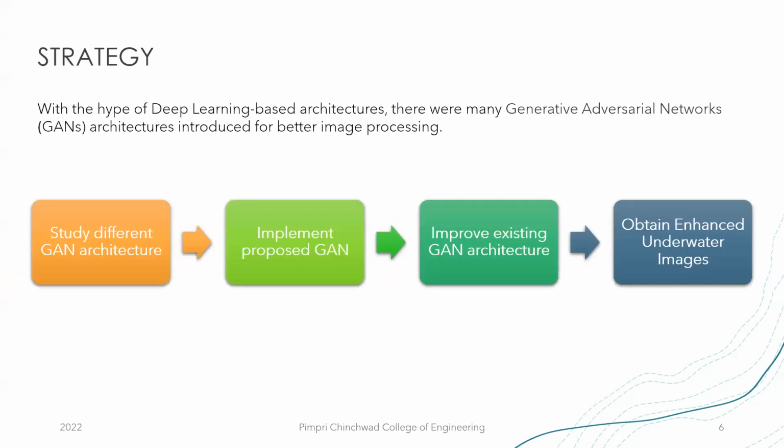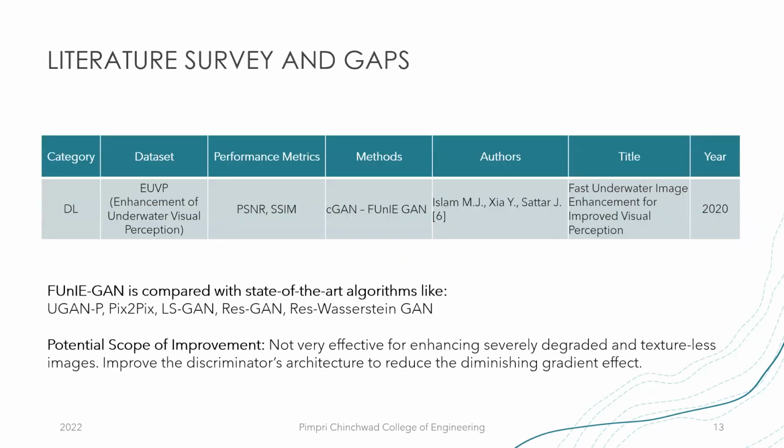The strategy here, as I mentioned, was that I focused on learning certain deep learning methods, which basically focus on generative adversarial networks, abbreviated as GANs, and I tried to implement some of them and improve one of those architectures to obtain more enhanced underwater images. This is the paper that I focused on and adopted to contribute towards, because it had a certain scope of improvement, which they couldn't overcome with their architecture, and I felt I could contribute to their architecture to make the images more enhanced.